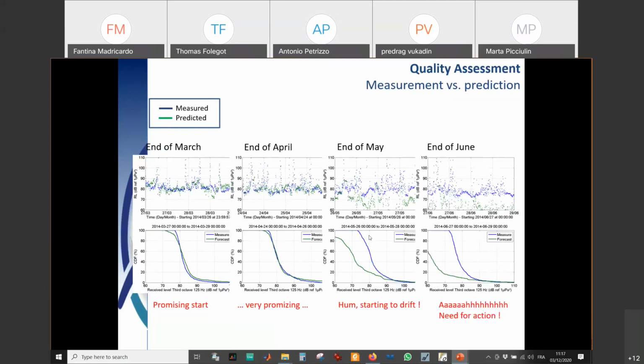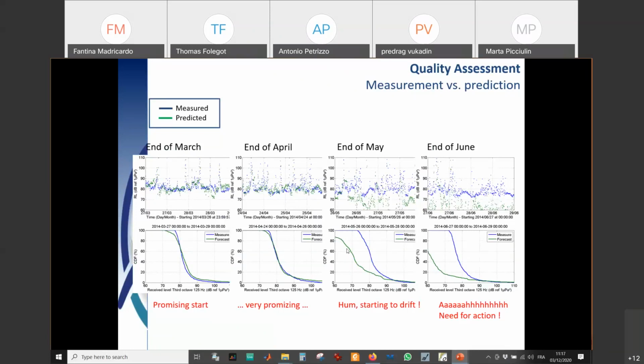And then we did the same in June. Here we started to drift very, very much. So we were not able to describe the statistics of the measured sound at that location. So we had to understand why, and that's the basis of the calibration process we have developed.